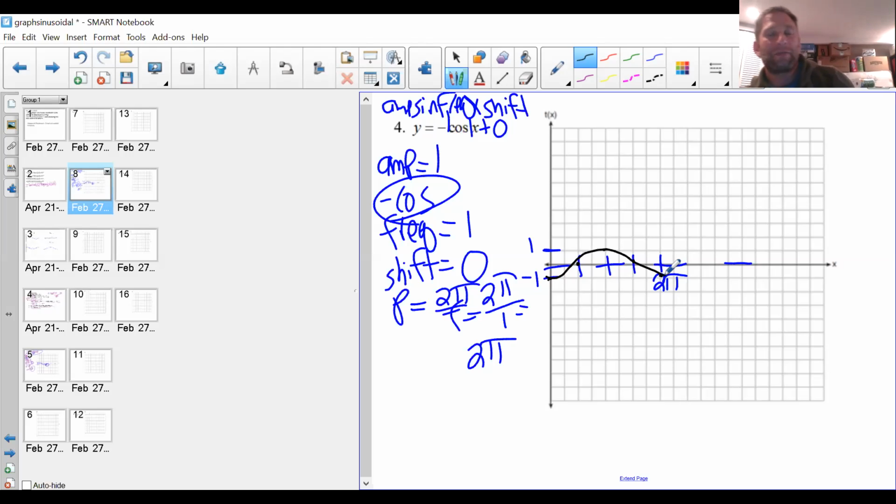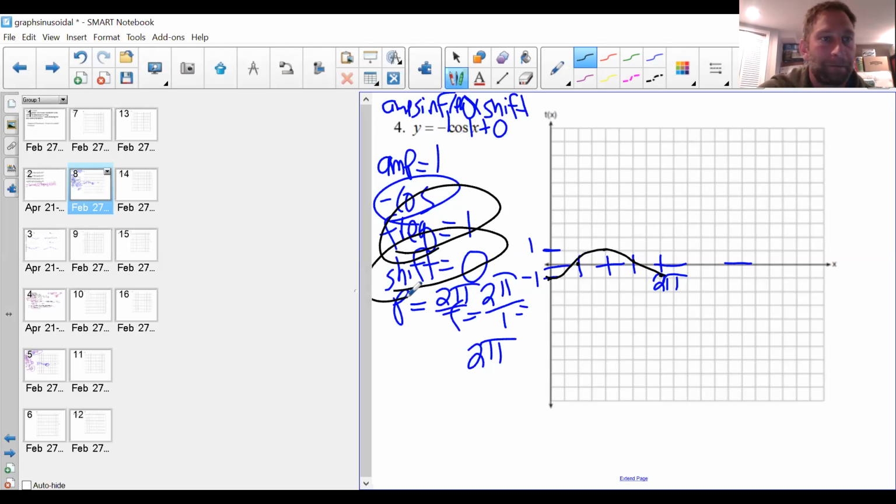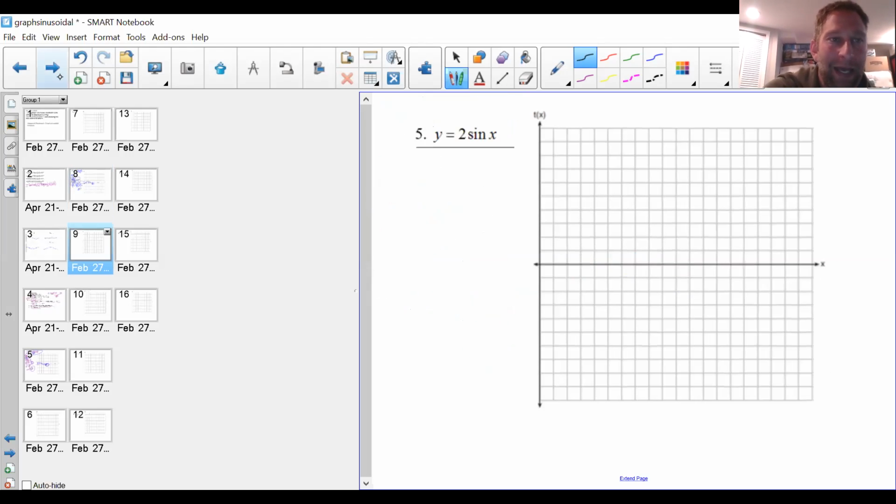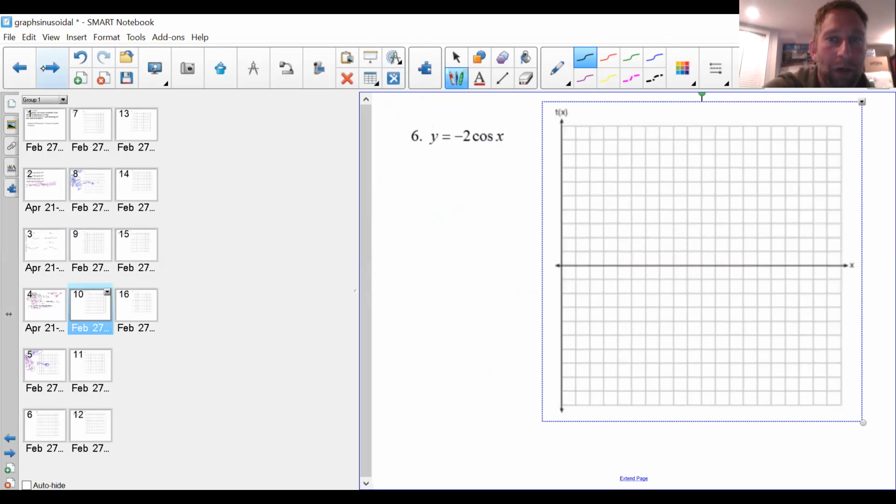The more you practice it, the more you get a hang of it, the better it's going to be. There's really no more twists, at least for today, because for today, your frequency is going to always be 1, and your shift's going to always be 0. Let's jump ahead to number 7.